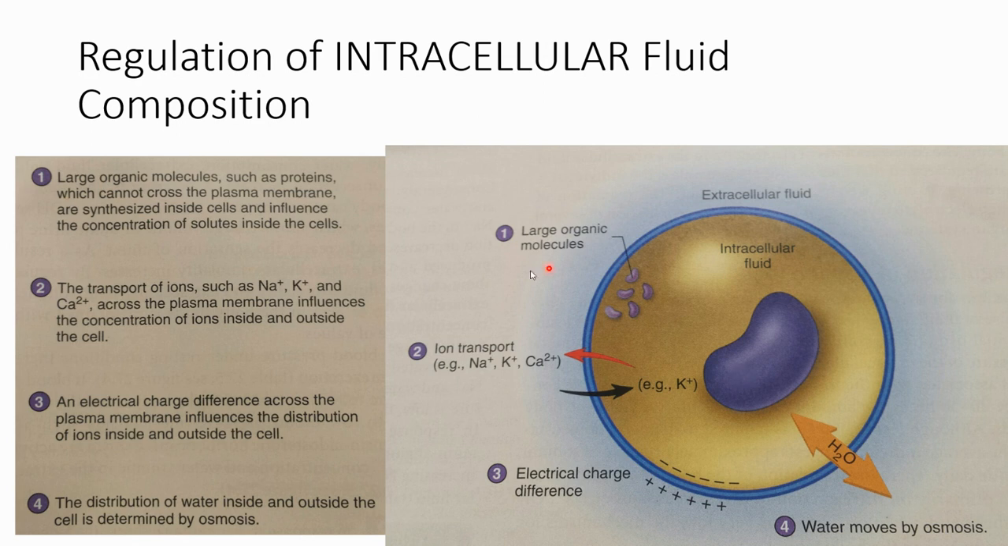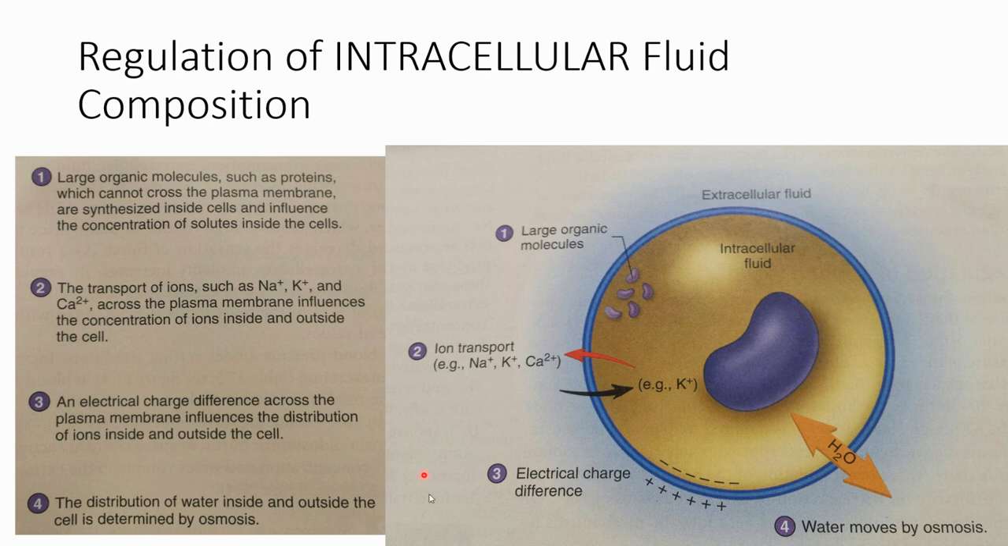So first off, let's take a look at these large organic molecules right here, such as proteins. They cannot cross the plasma membrane. They are created inside the cell. Remember, ribosomes are involved in making those proteins. But they influence the concentration of solutes inside the cell. So the transportation of ions such as sodium, potassium, and calcium, these cross the plasma membrane and influence the concentration of ions inside and outside the cell.